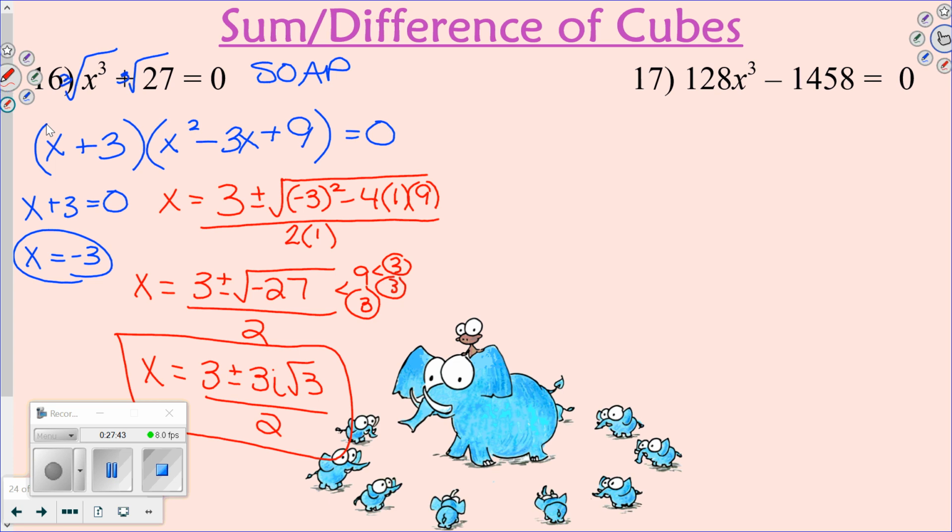Okay? All right, take a look at 17. It's already set equal to 0. Is there a GCF in that thing? Probably. Do you notice they're both even numbers? So they're both even. I would start with 2. So we get 64x cubed minus 729.